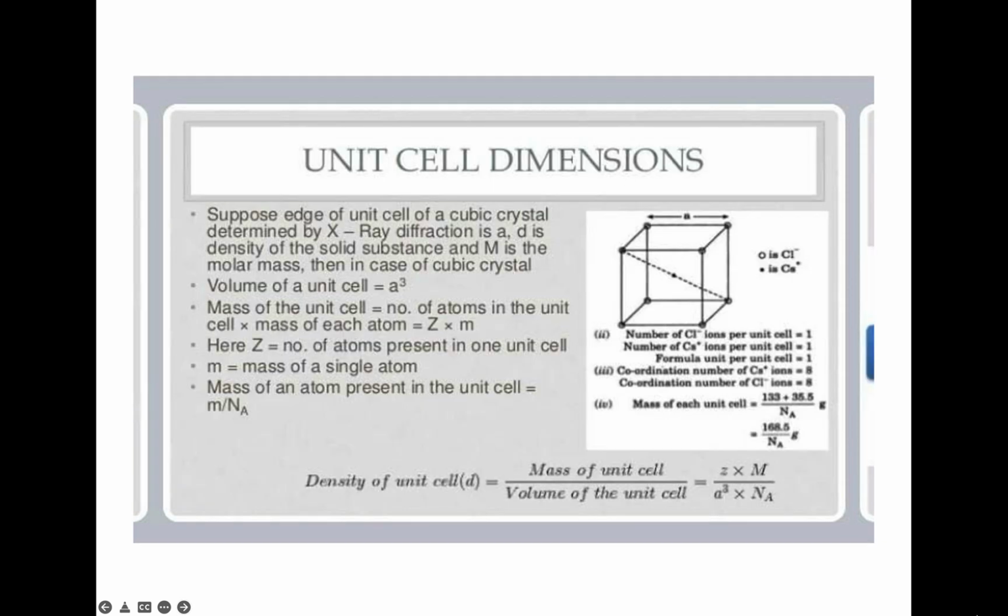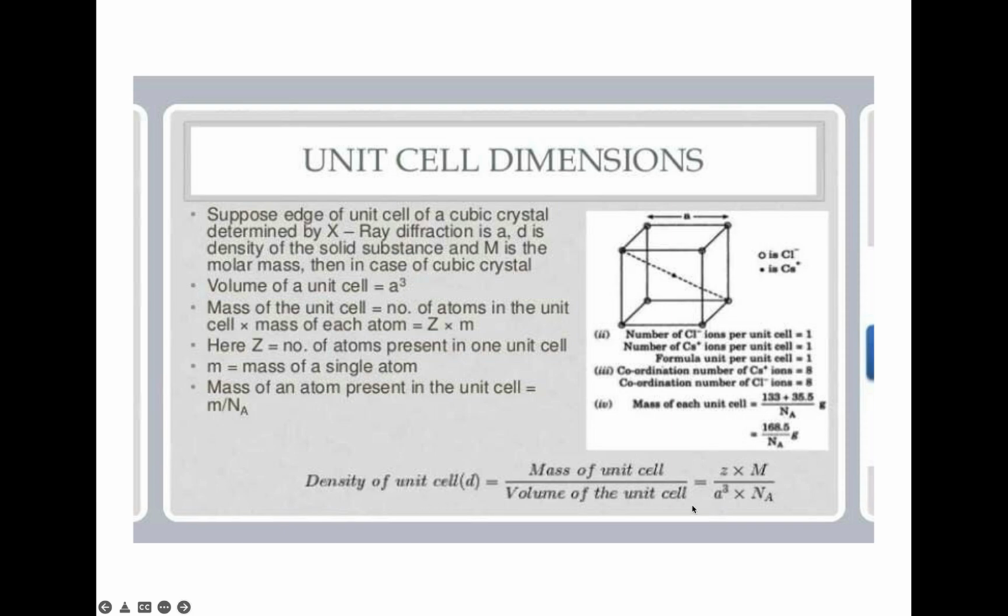Okay, now unit cell dimension. So, the edge of the unit cell of a cubic crystal is found out by X-ray diffraction, where d is the density of the solid substance, M is the molar mass. So, for a cubic crystal, the volume of a unit cell is A cube, then mass is the number of atoms into the mass of each atom, that is Z into m. Z is equal to the number of atoms present in one unit cell, m is the mass of a single atom. So, the mass of the atom you can calculate by using the formula M divided by Na.